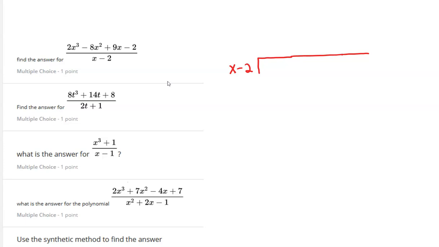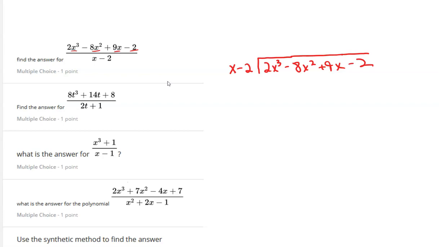And make sure it's in order: x cubed, x squared, x, number. Go third power, second power, first power, constant. And make sure they're in order. If they're not in order, you need to rearrange them and put them in order. Alright, so I'm going to write that: 2x cubed minus 8x squared plus 9x minus 2.